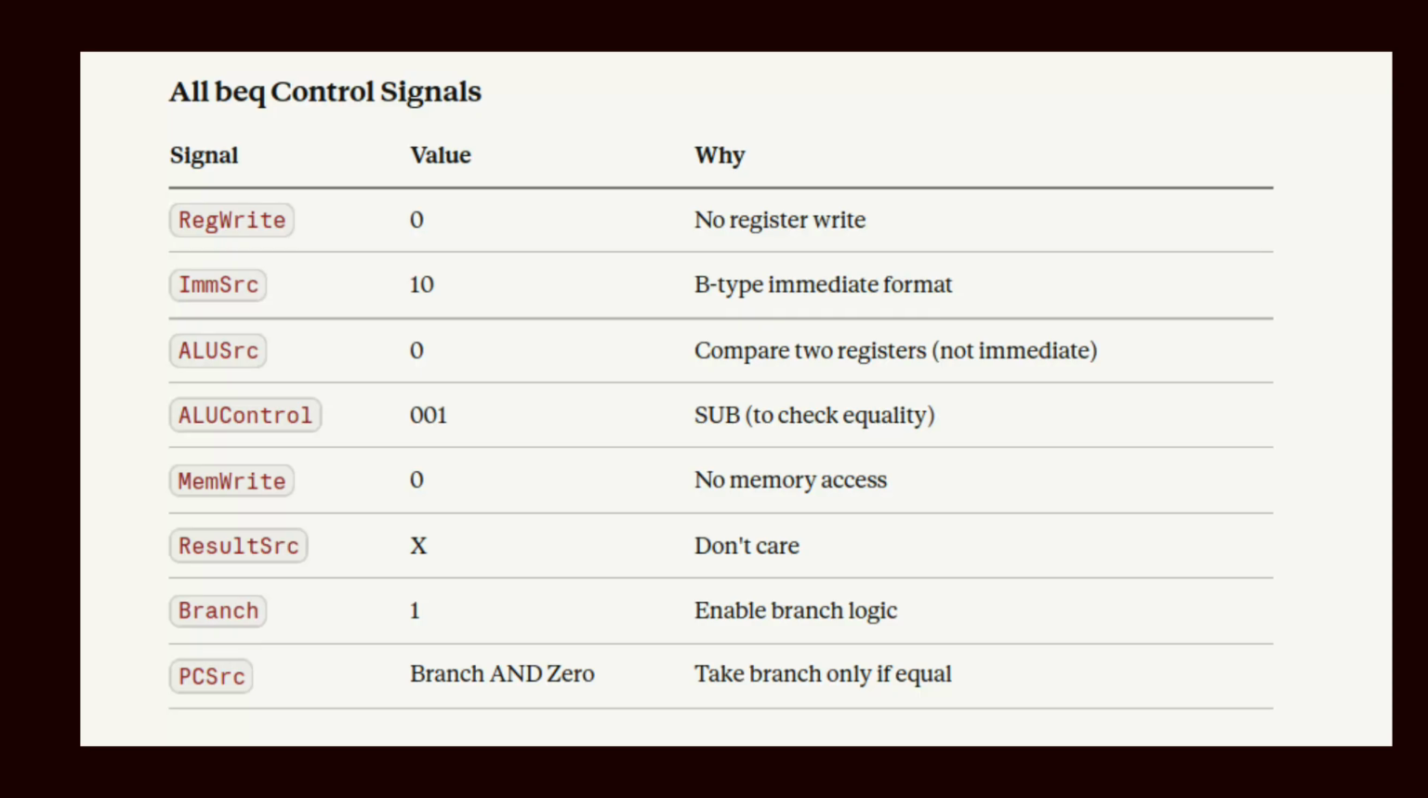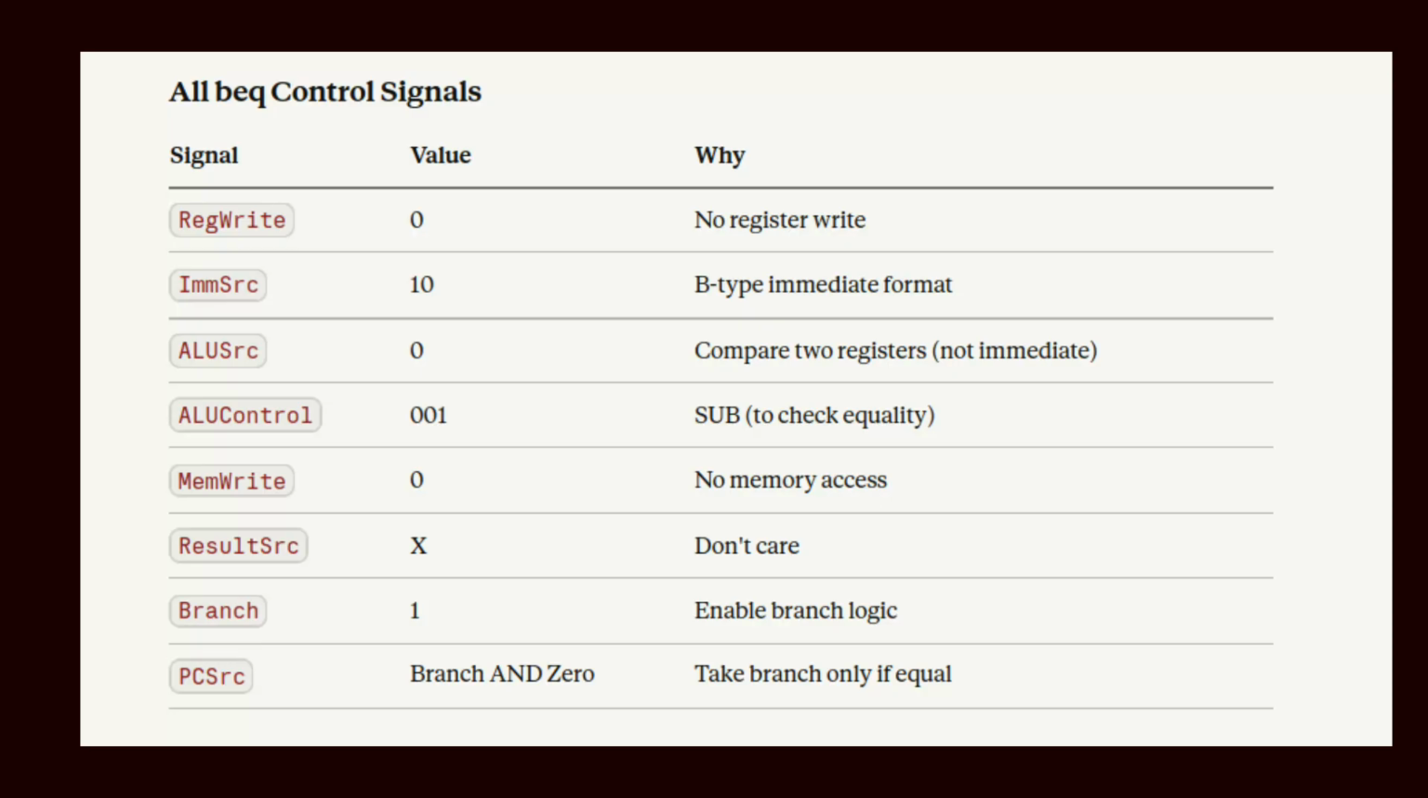You have to understand that there is no ALU SRC because I told you there is no immediate value that you have to go to the ALU. Your ALU control would be 0 0 1 because we are subtracting. There is no memwrite. Result SRC is something which we don't care. Now branch would be 1 because we have to enable the branch logic. So branch value is always 1.